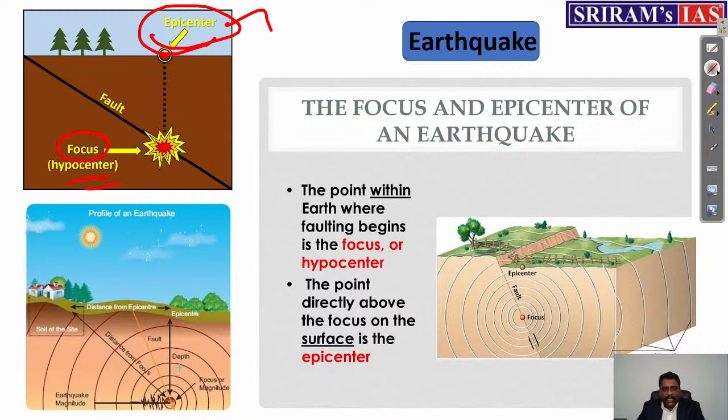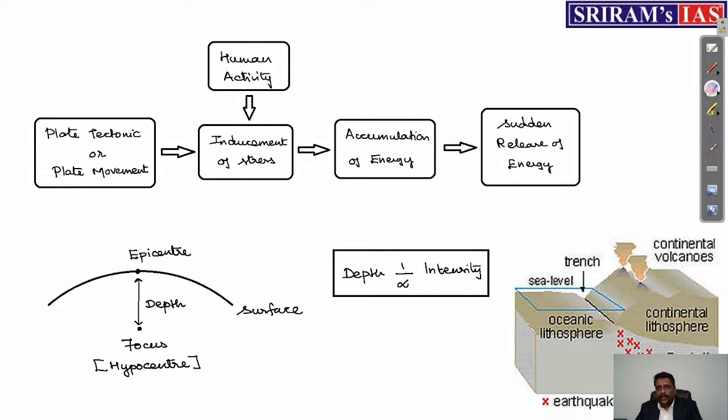Epicenter. And the distance between this epicenter and focus, we call them as what? Depth of focus. Or we call them as what? Depth of earthquake. And let me tell you, this depth of earthquake is inversely proportionate to the intensity of the quake. Intensity means deeper earthquakes will have less intensity, shallow earthquakes will have more intensity.